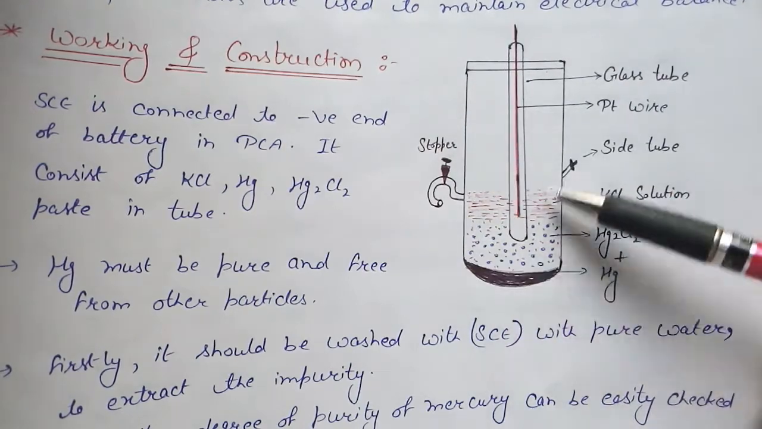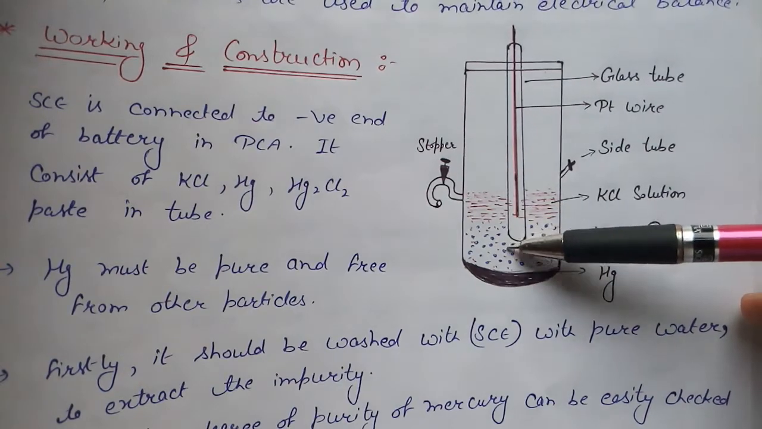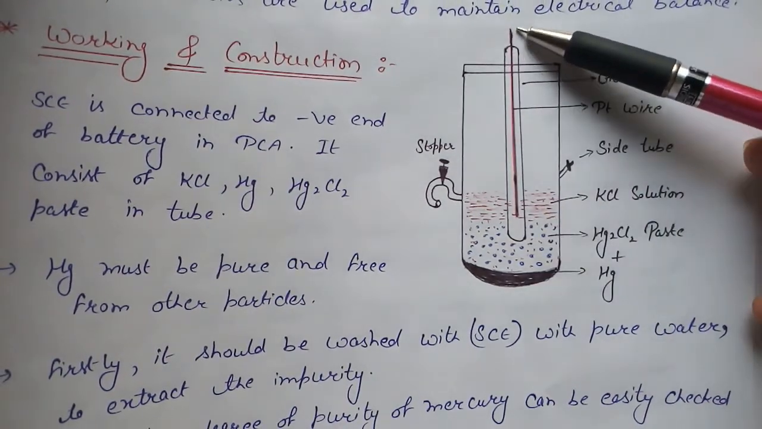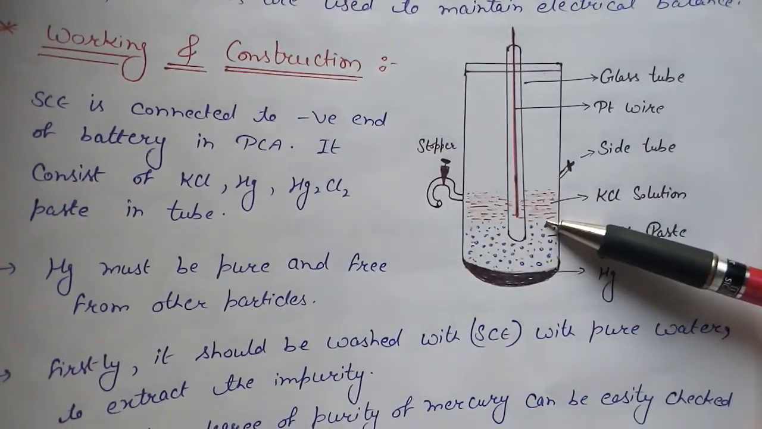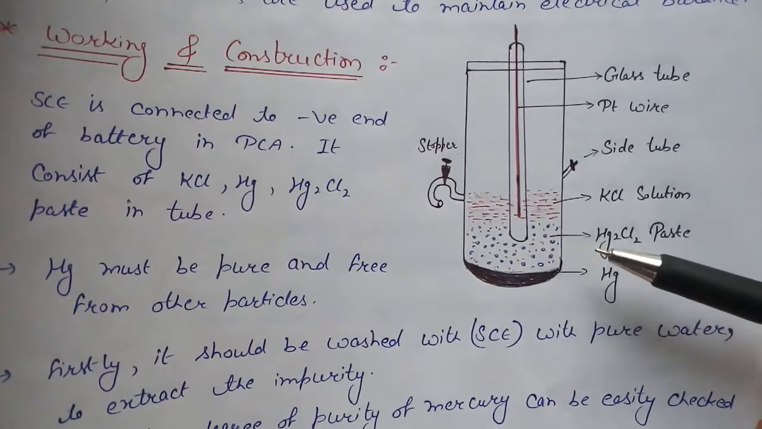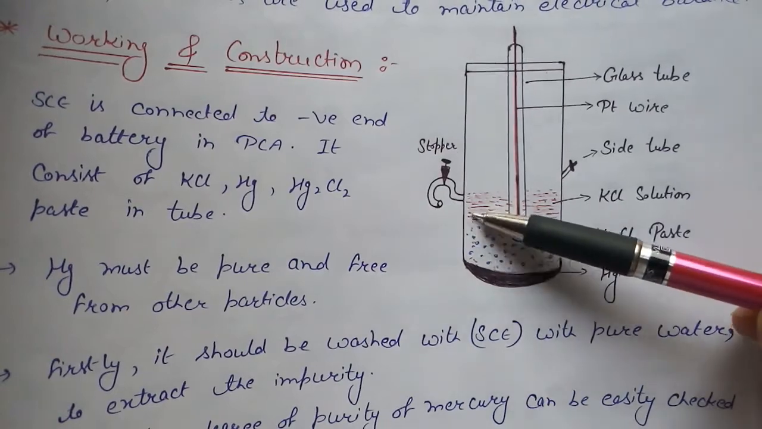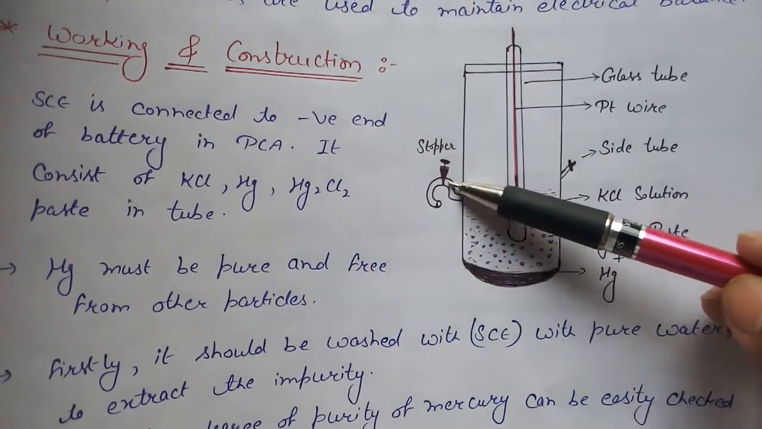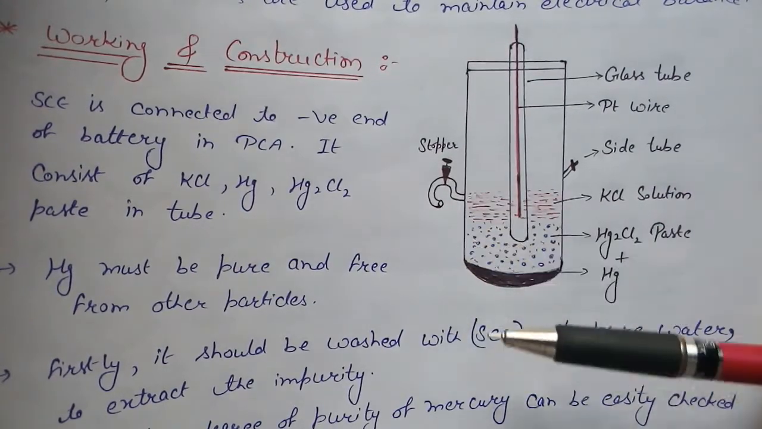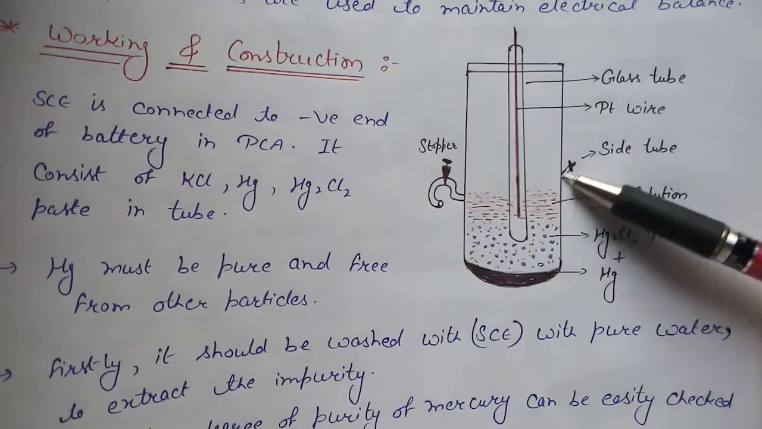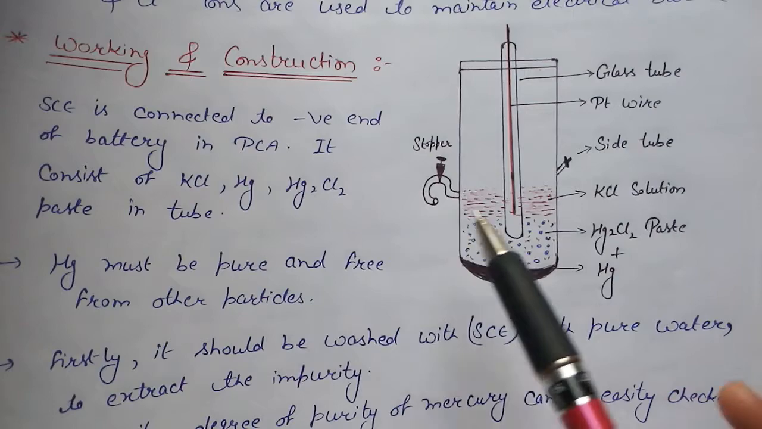Here is a glass tube in which a narrow glass tube is fitted, in which a platinum wire is fitted, and this one is our potassium chloride solution, this one is our mercurous chloride paste, and this is our mercury, right? Here is a stopper to remove the liquid, and we can use this stopper to stop the flowing of liquid, right? Here is a side tube to release the gas components.